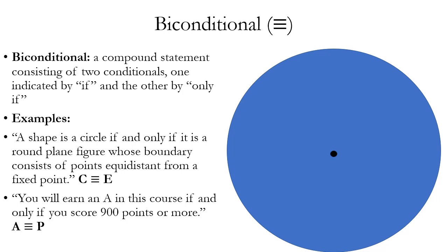Another example, you will earn an A in this course if and only if you score 900 points or more. We're using the capital letter A to stand for the statement you will earn an A in this course, and the capital letter P to stand for the statement you score 900 points or more.